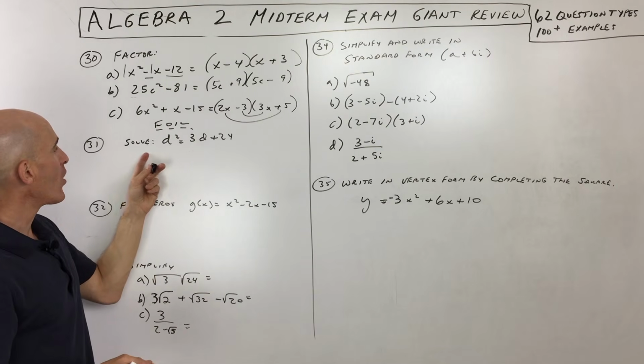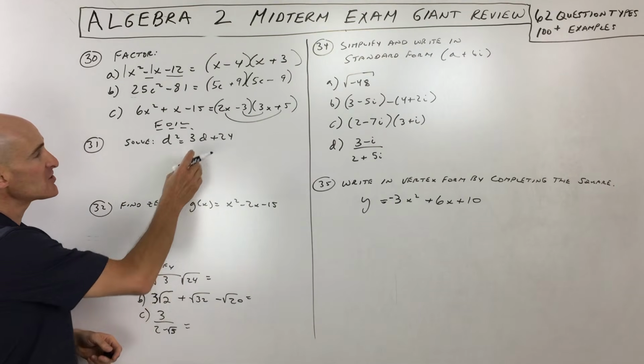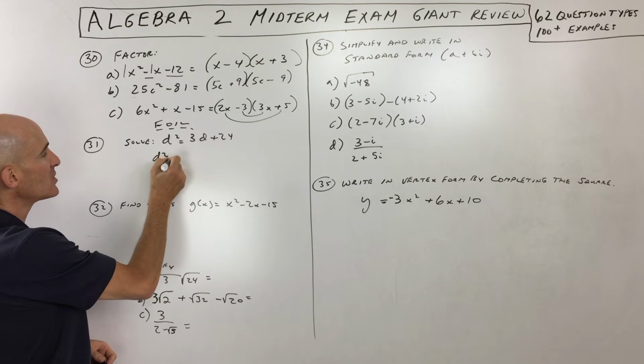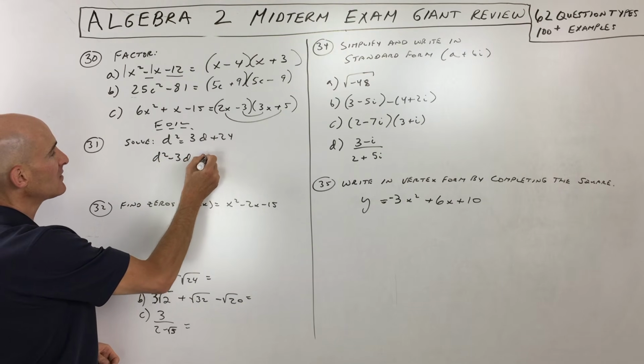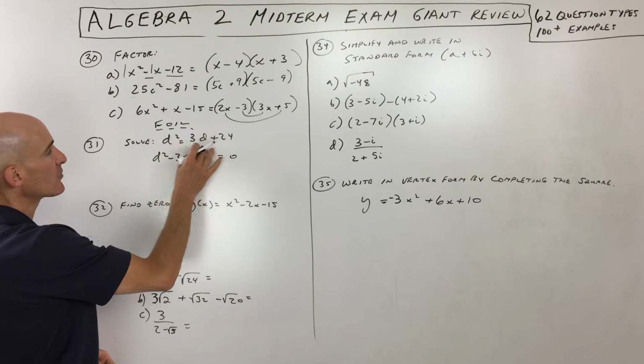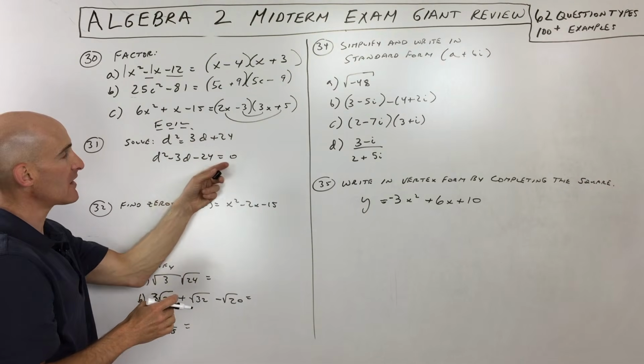So let's go to number 31, solving this equation. Well, the first thing you want to do is get everything on one side of the equation, the equal sign, and set it equal to 0. So I subtracted the 3d and I subtracted the 24 to get everything on the left and set it to 0.